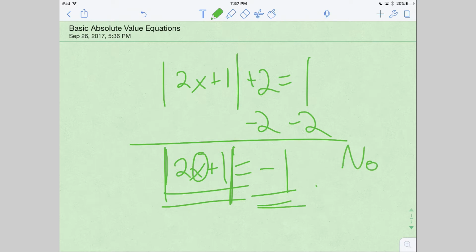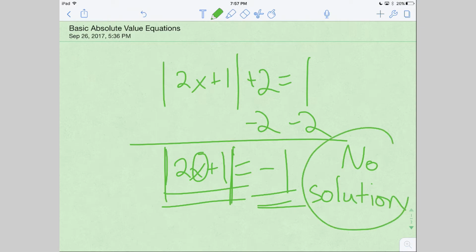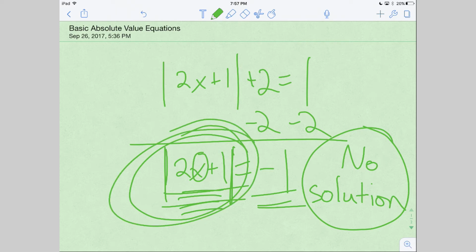So the answer to this one is actually no solution, because there is no real number that you could substitute for x to make this work. No matter what you have over here, if it's negative 1, the absolute value bars will make it positive 1. If it's positive 1, they'll also make it positive 1. Because these absolute value bars are the only thing over here, nothing outside of them, and you have a negative number over here, there's going to be no solution for that equation.